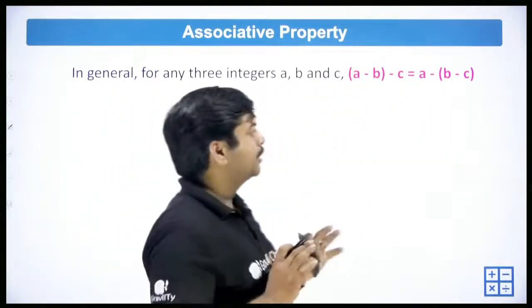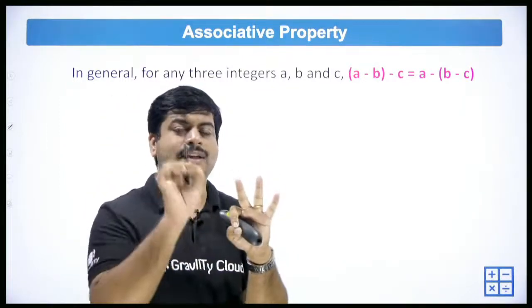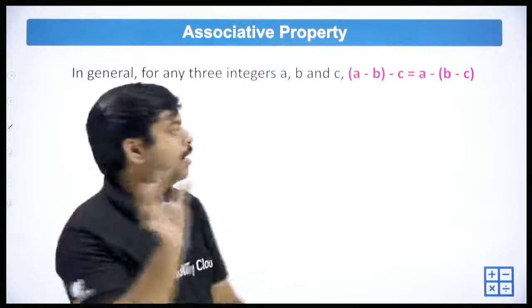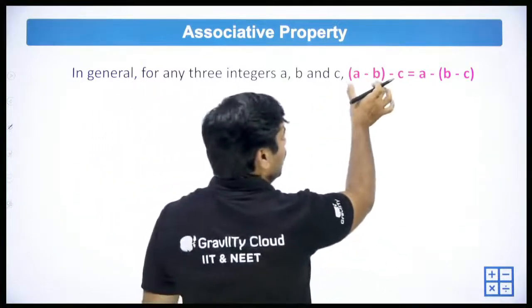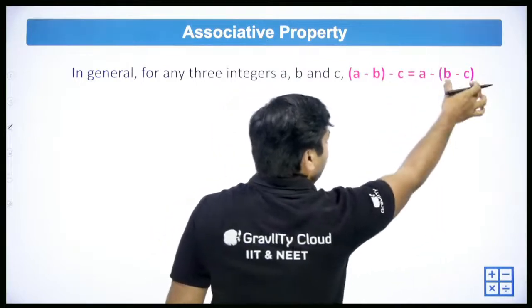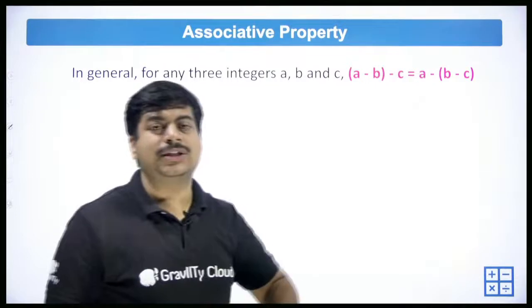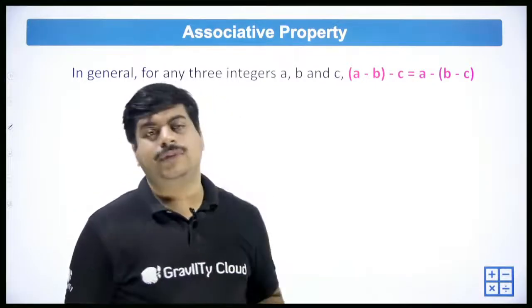What are we going to do here? We have three numbers a, b, c. We are trying to find the difference of one another. First we'll find a minus b, and then find the difference with c, or find b minus c and find the difference with a. So the point is whether these two will be equal or not, that we need to verify.